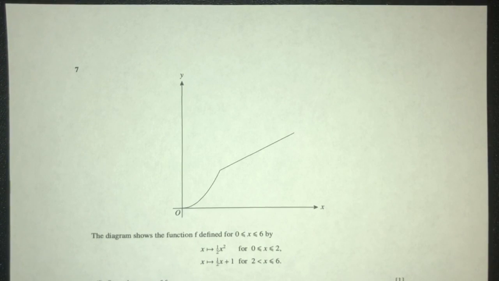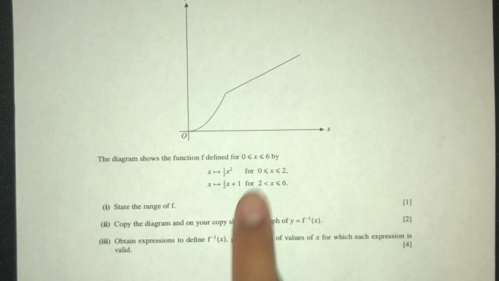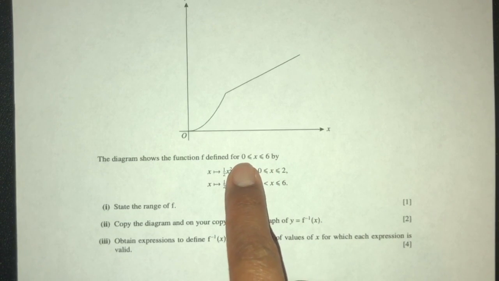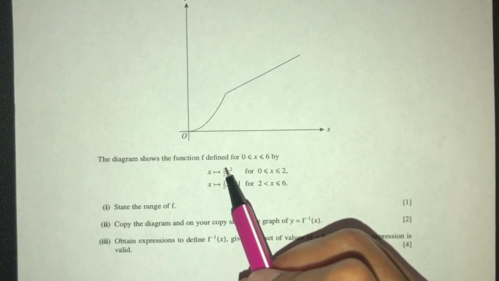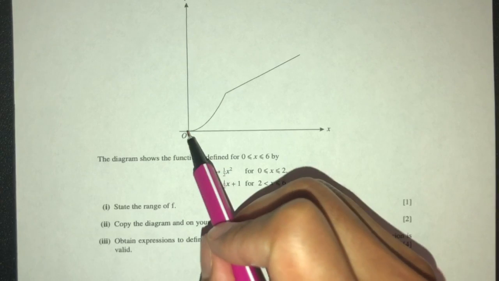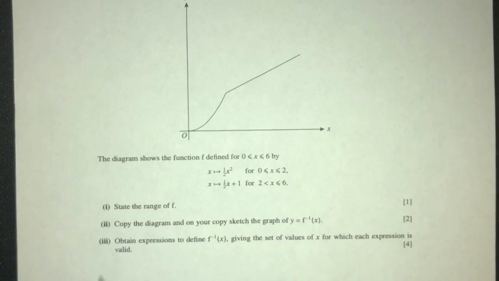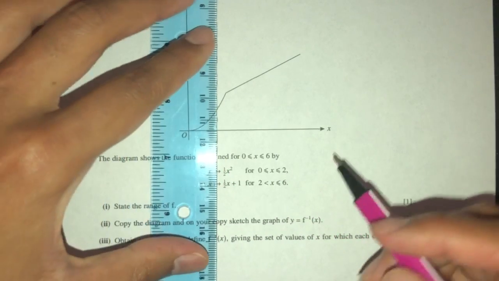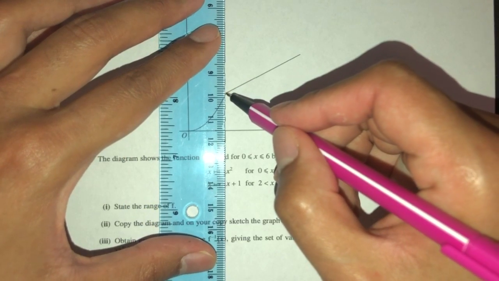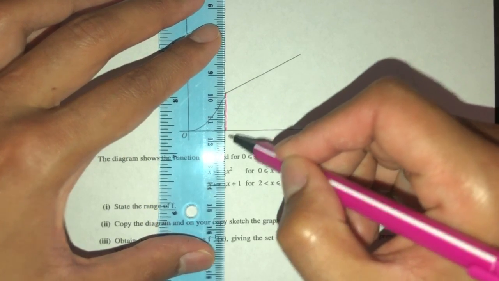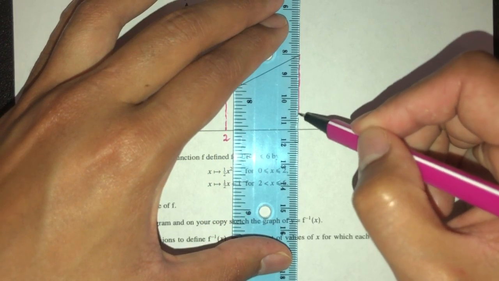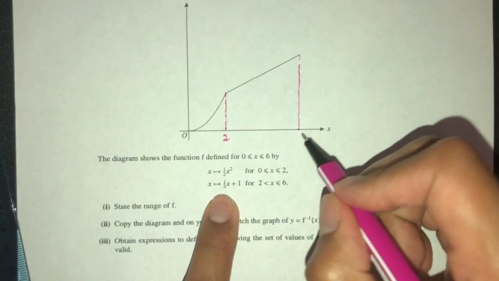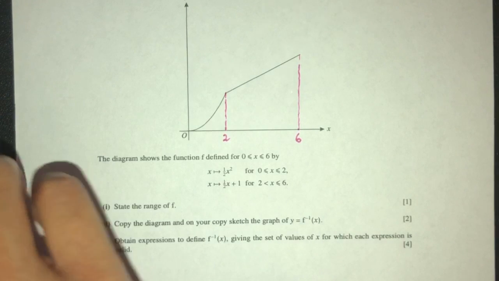The diagram shows the function f defined between the values of x of 0 and 6. Okay, 0 to 6. Now for the first part, it is this equation, half x squared, this one, from 0 to 2, as you can see right here. Let me mark this down so we know it is 2. At first, it is from 0 to the value of 2. And then from 2 to the value of 6, it is the other equation, which is this one. It is a straight line.